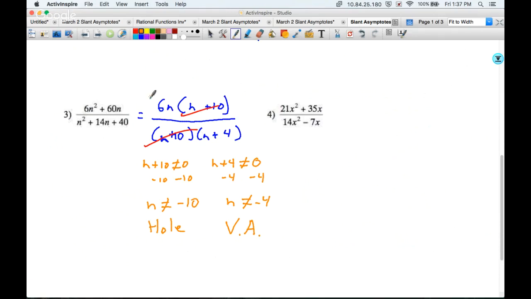And the simplified equation would just be what's left after the canceling, 6n over n plus 4.